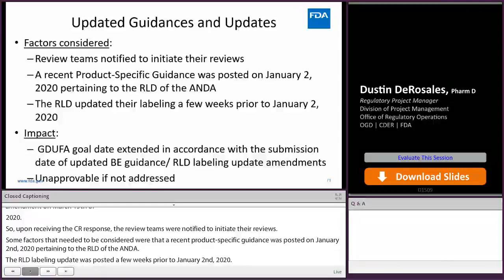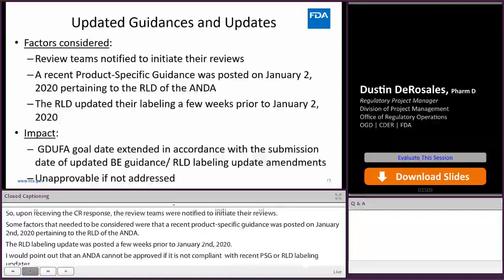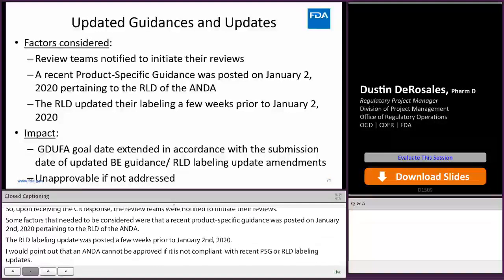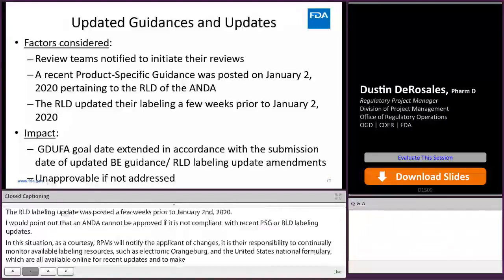I would point out that an ANDA cannot be approved if it is not compliant with recent PSGs or RLD labeling updates. Now, in this situation, as a courtesy, RPMs will usually notify the applicant of changes, but it is their responsibility to continually monitor available labeling resources, such as Drugs at FDA, the Electronic Orange Book, and the United States Pharmacopoeia National Formulary, which are all available online for recent updates and to make any necessary revisions. Therefore, the GDUFA goal date will then be lengthened upon the receipt of the updated BE guidance and RLD labeling update amendment.